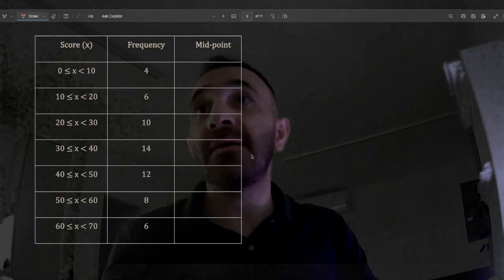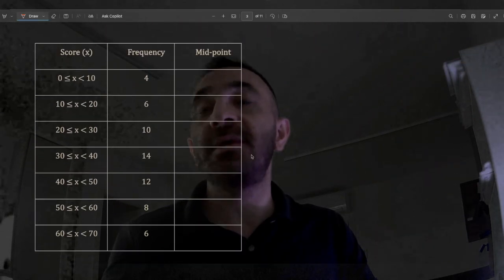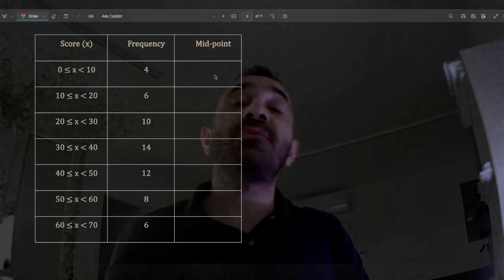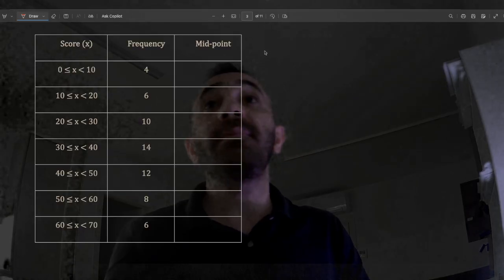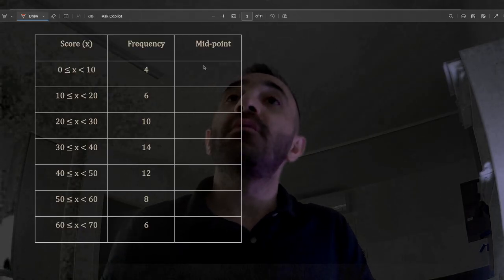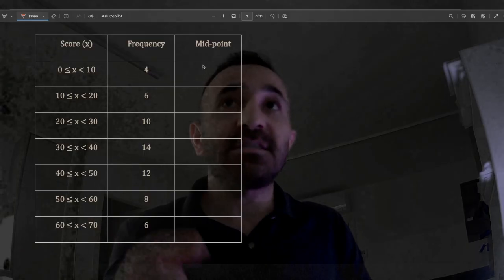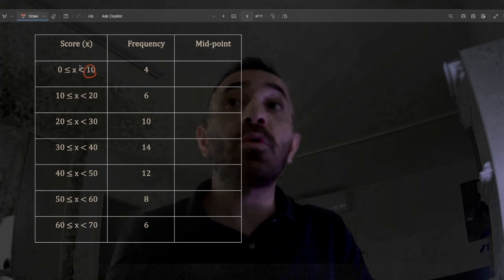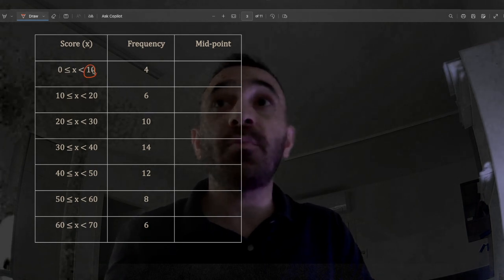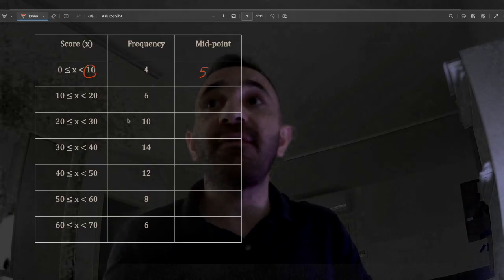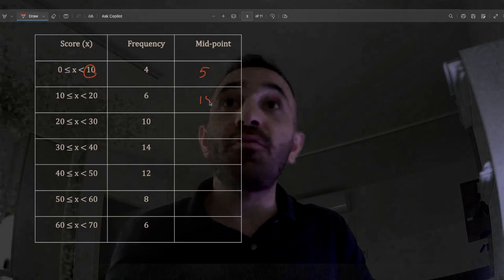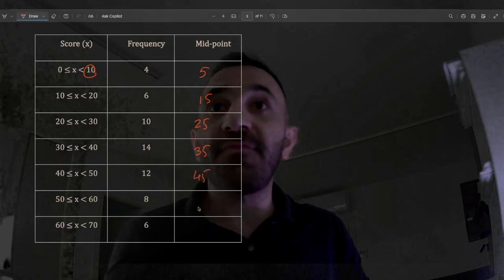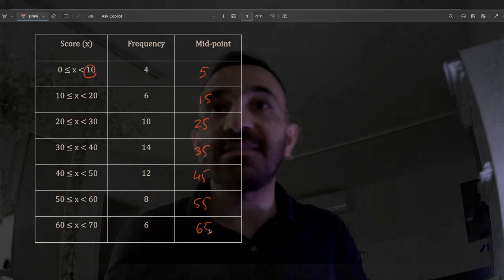Okay, that's it. Now I'm going to go and find the last part of this question. Estimate the mean. Okay, this is something that some of you struggle with. So also let's find the estimation or estimated mean. Okay, so for mean, it's a little different. Instead of considering the upper value here, I'm going to go and find the midpoint. 0 plus 10 divided by 2, 5. 10 plus 20 divided by 2, 15. The same, 25, 35, 45, 55, and 65.